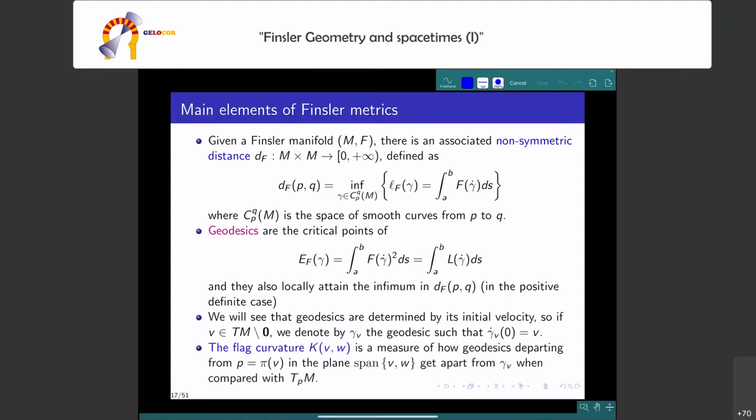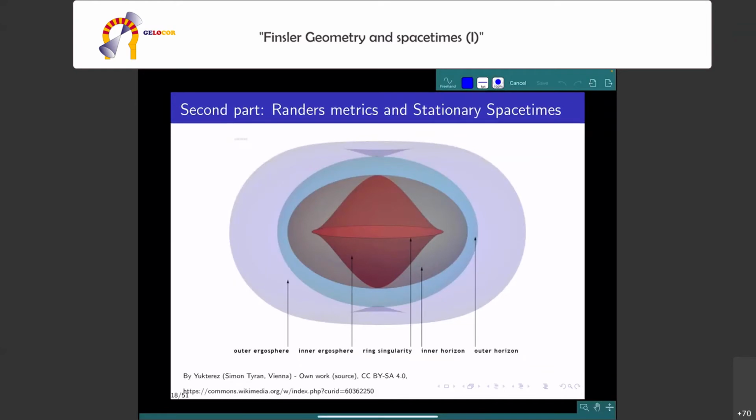Finally, there is another very important quantity: the flag curvature, which is a measure of how geodesics departing from the same point and in the plane VW get apart from the initial one, gamma v. The flag curvature does not depend only on the plane, but on the flag pole first, which is v, and then on the flag, which is W. That is why it is called flag curvature, because there is a flag pole. We will discuss geodesics and flag curvature in more detail in the second talk tomorrow. So, let's go to the second part.